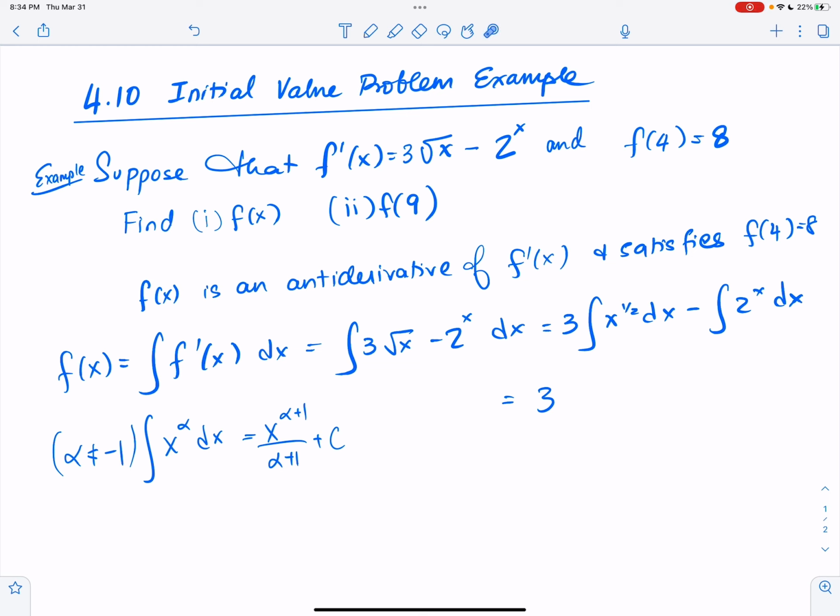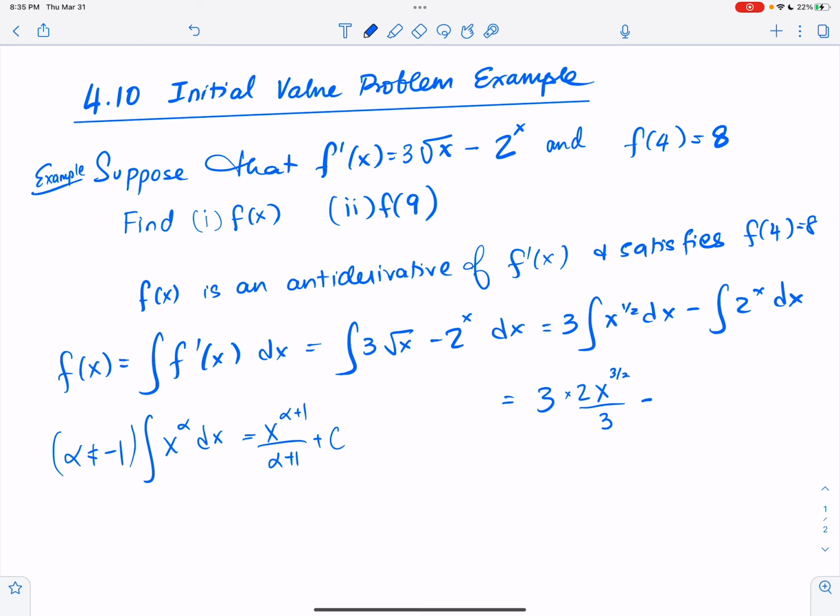Alpha plus 1 in the denominator is a constant. X raised to alpha plus 1, when you differentiate that, alpha plus 1 comes down, and it'll be x raised to alpha plus 1 minus 1. So it'll be x raised to alpha. The alpha plus 1's cancel. Okay? So the integral of x to the 1/2 will be x raised to 3/2 divided by 3/2. So when you put 3/2 in the denominator, you could put it as 2/3 like this.